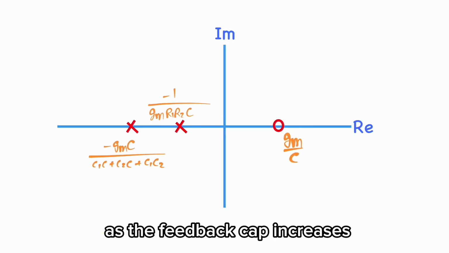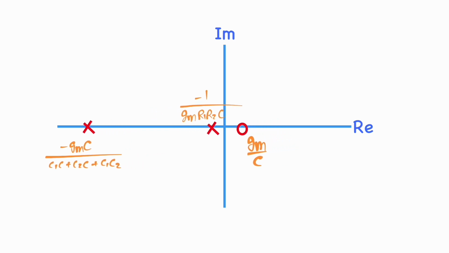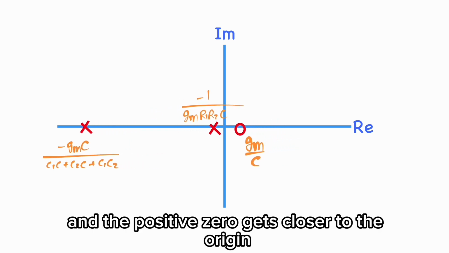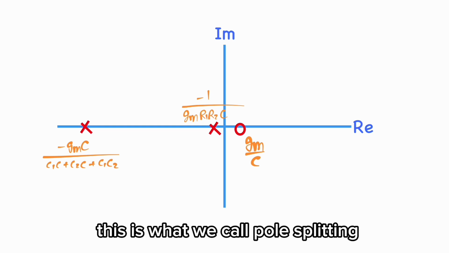As the feedback capacitor increases, the distance between these two poles grows larger, and the positive zero gets closer to the origin. This is what we call pulse splitting.